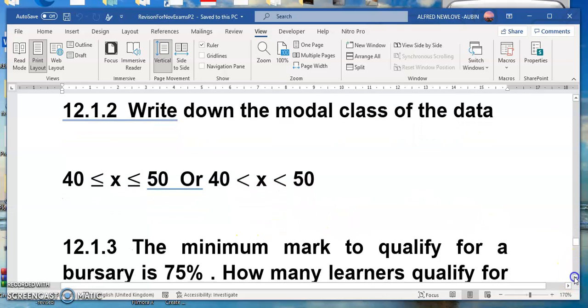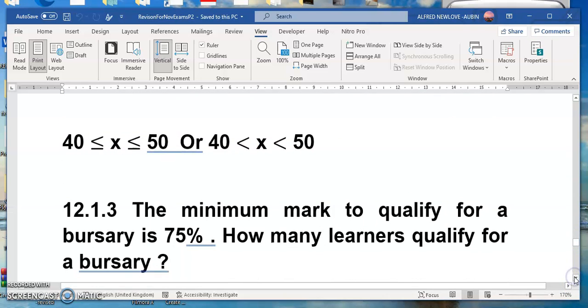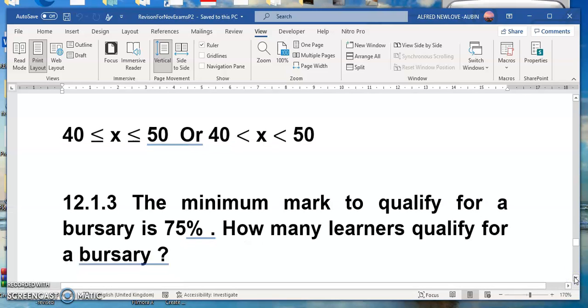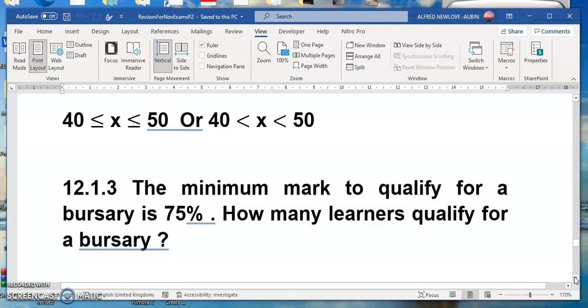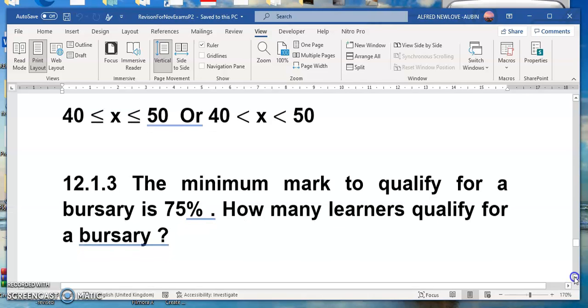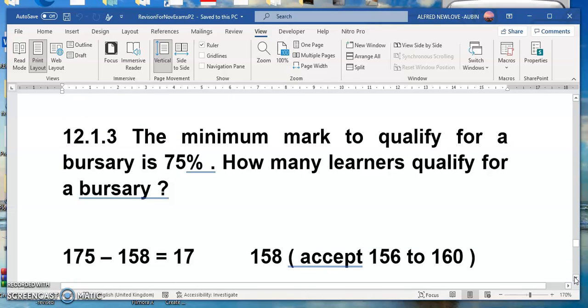Then let's look at the minimum mark. The minimum mark to qualify for a bursary is 75%. How many learners qualify for the bursary? If you have 75% and above, you qualify. So we want the number of learners who qualify for the bursary. And it's going to be 75 minus 158. The question is how?